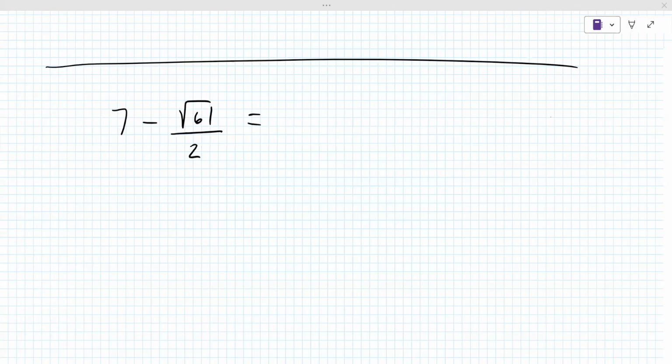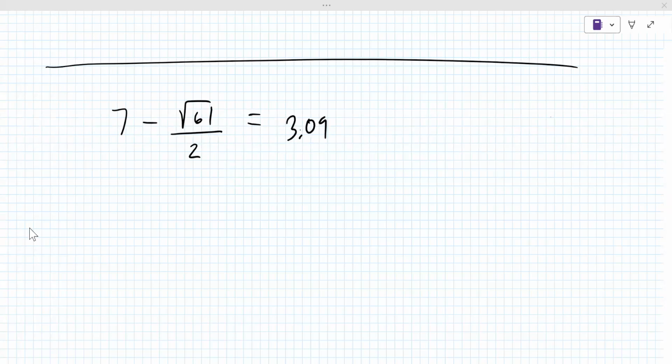Seven minus the second square root of 61, divided by 2. 3.09. Yes. All right, very good. Any questions on that? No. Okay. Got it. The right calculator, yeah, the right tool really matters here.